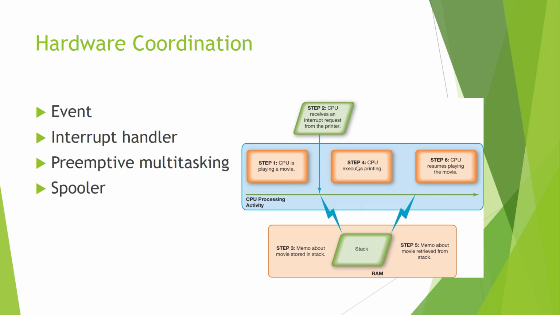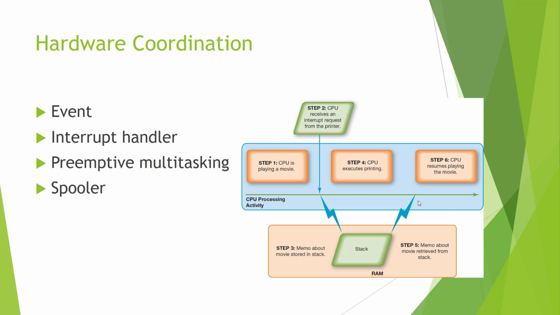Step 4, the CPU starts executing the printing. So it says, well, I need to actually print this document now. So send this page, send that page, and this page, basically. And then once we're finished printing, or at least once the computer's done sending information to the printer, it goes back to the stack and says, "Oh, that's right, we were playing a movie." And it says, "Hey, computer, play the movie again." So that is kind of the basics of the multitasking.